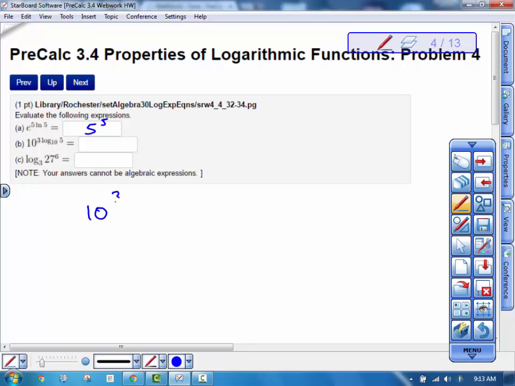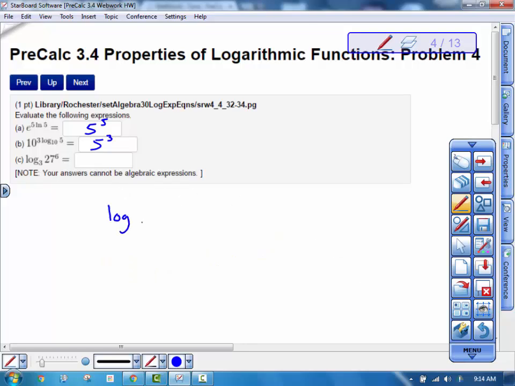Next problem, 10 to the 3 log base 10 of 5 equals something like x. Change it into log form, so it'll be log base 10 of x equals, I'll write the base 10 since that has base 10, 3 log base 10 of 5. So log is an exponent. Then I'll bring the 3 up from that spot right there, and x equals 5 to the 3rd, which is 125.